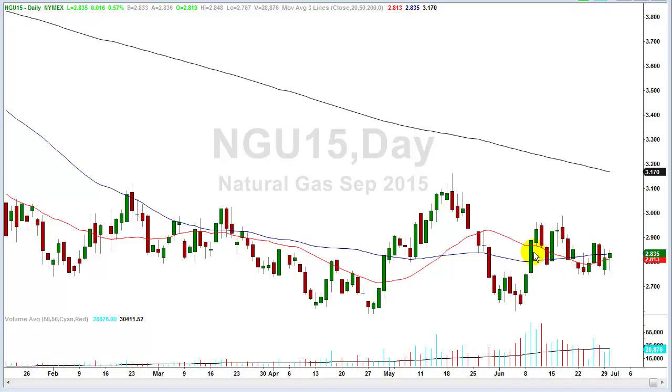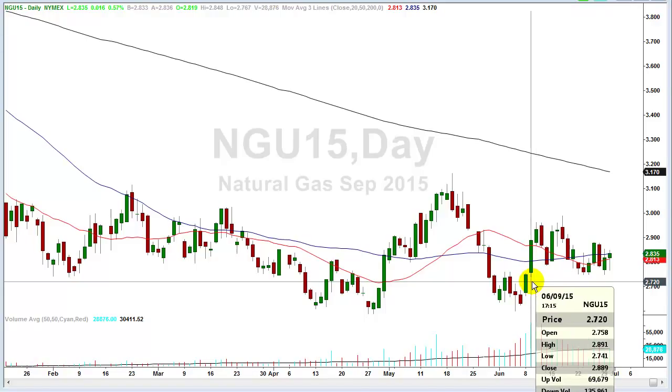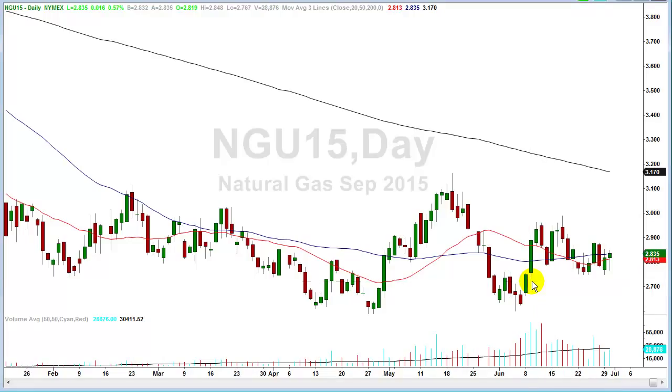But the more sideways you go, and here's the deal. As long as you stay above this low here from the 9th of June, which was $2.74, or 2741 to be exact, as long as this market stays above that number, that's bullish behavior. It's building momentum to go higher. Okay, what do I tell you?